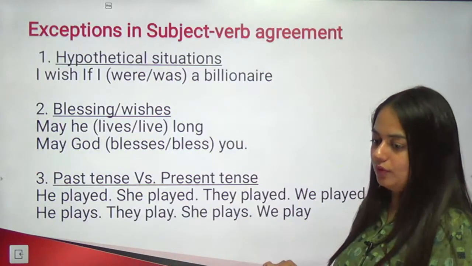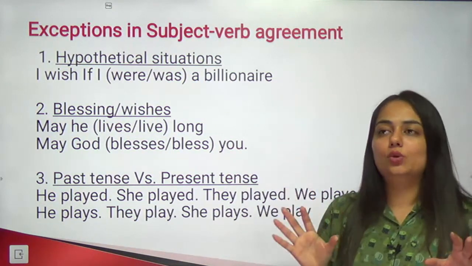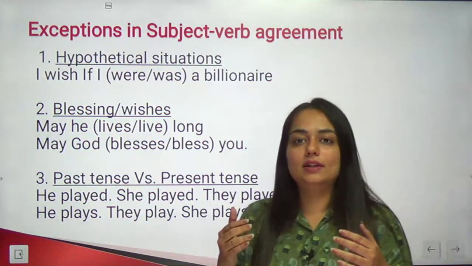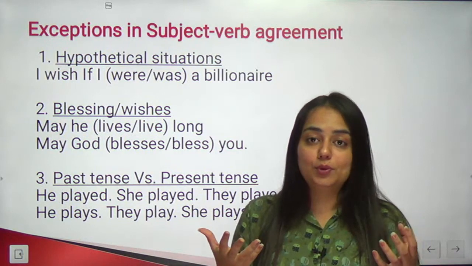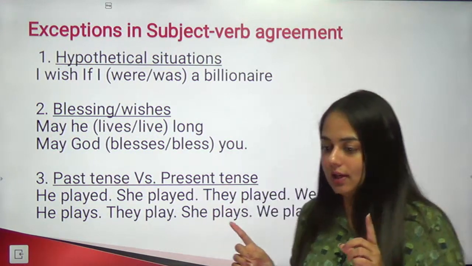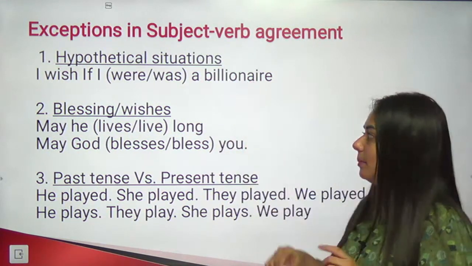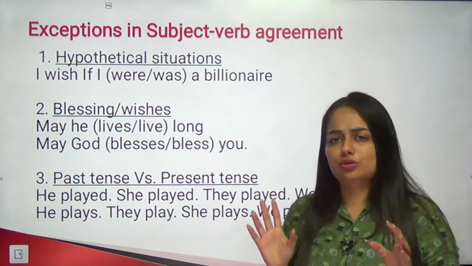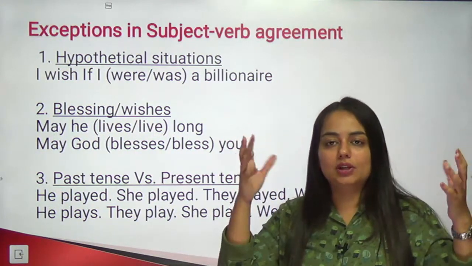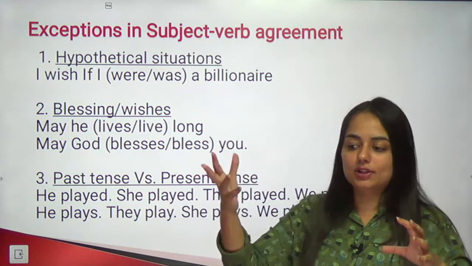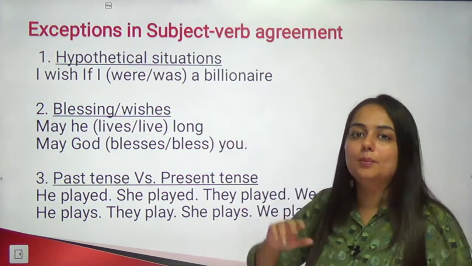Alright, so moving on. Exceptions in subject and verb agreement. I told you that it's always seen that if the subject is singular, the verb will be singular. If the subject is plural, the verb will also be plural. But then there are some exceptions. Let us see these exceptions now. Hypothetical situation. For example, I say, I wish. So I am wishing something that has not happened. I am imagining something. Hypothetical means imagination, not real. I wish if I were or was a billionaire.